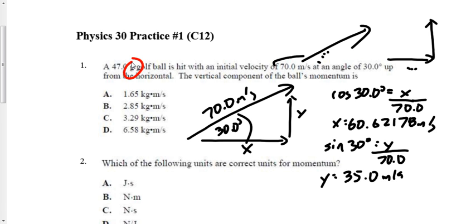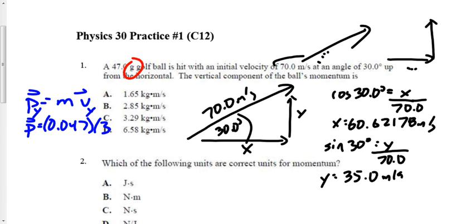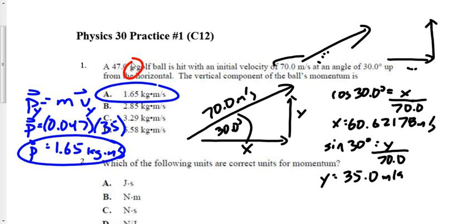Now, we want to find the vertical component of the ball's momentum. Just like we wanted to find the final momentum in some of those questions we had for homework over the weekend. We said P is equal to M times V, find VF. Now we're saying P is equal to M times V, find the vertical velocity. What's the Y component there? 35, right? 35. Ends up giving me 1.65 kilograms meters per second. A is our answer.